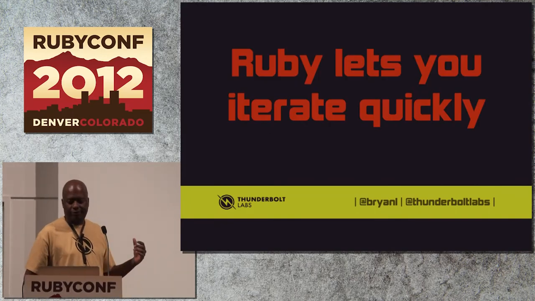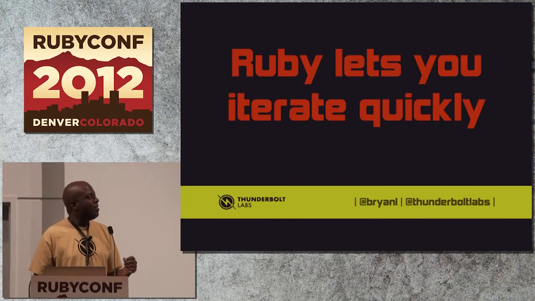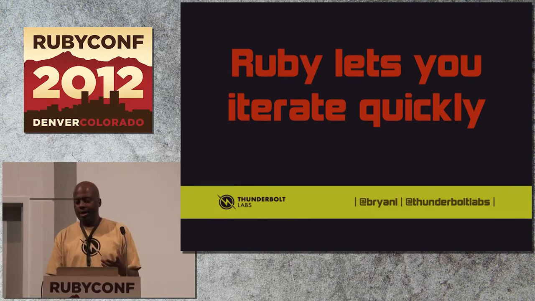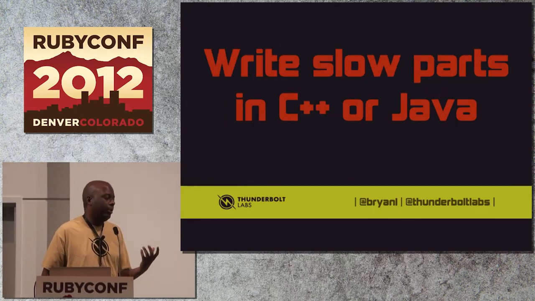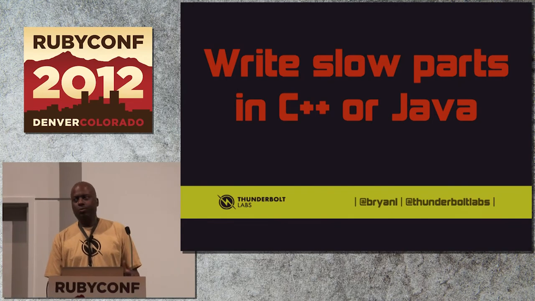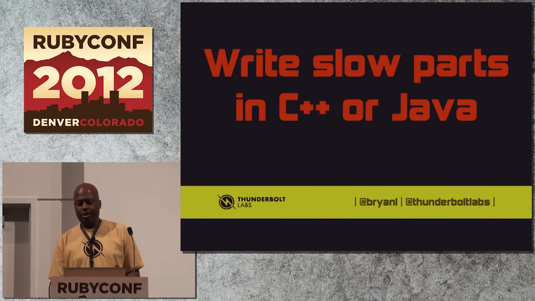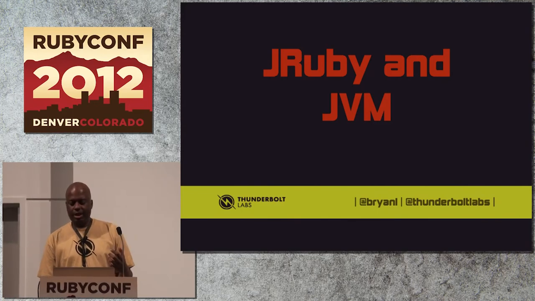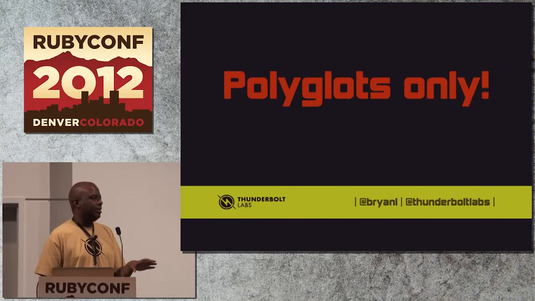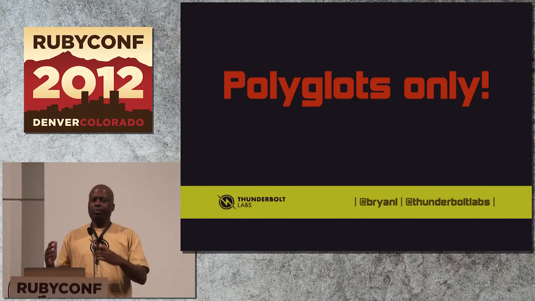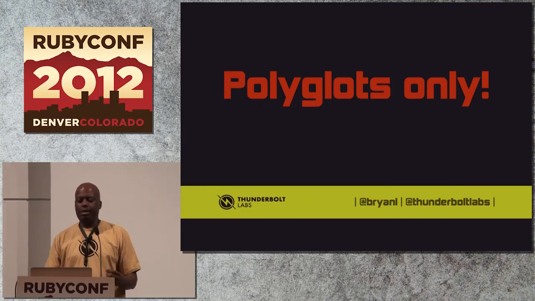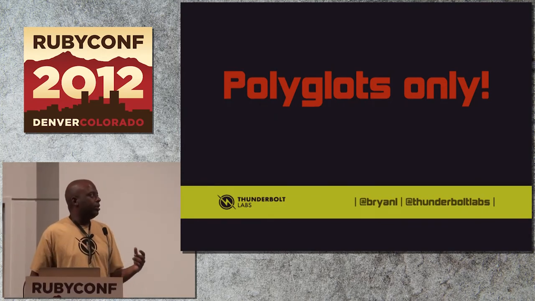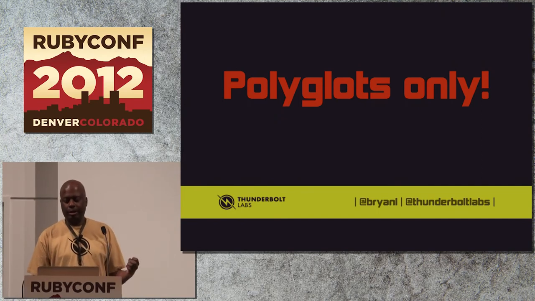Ruby lets you iterate very quickly. But the problem is, Ruby is not very quick. So what do you do? You write the slow parts in C++ and Java, which is also the win of having JRuby. Take advantage of JRuby and the JVM, and be polyglots. If you're just going to be Ruby only, you're not going to be able to do this. You're really going to have to learn more than one language to do this correctly.